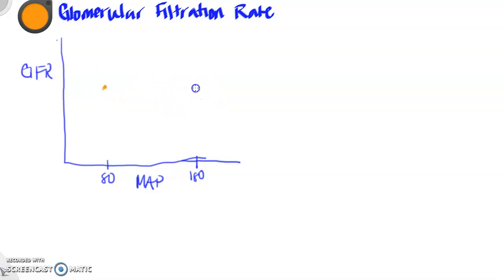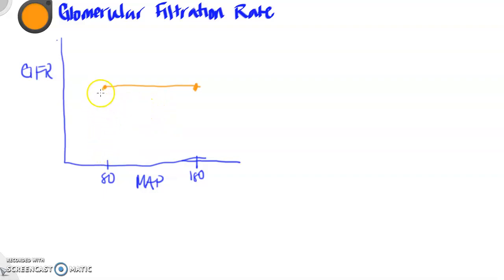It doesn't change at all. So it's here, and it stays constant between these two arterial pressures. Okay, and that's a lot. That's a big gap there. And the kidneys are able to maintain the same GFR within this realm of arterial pressure.